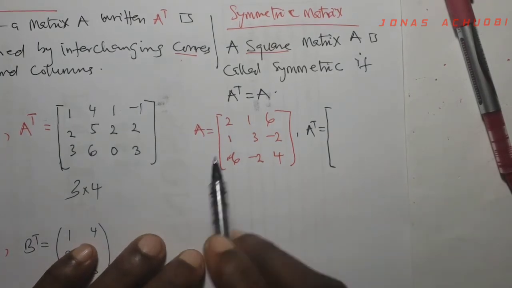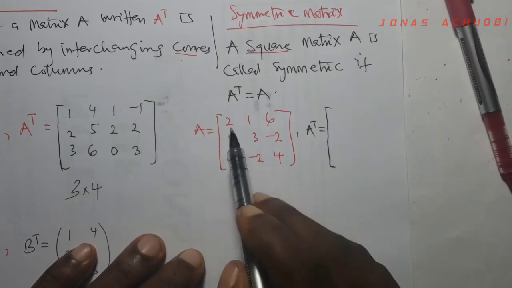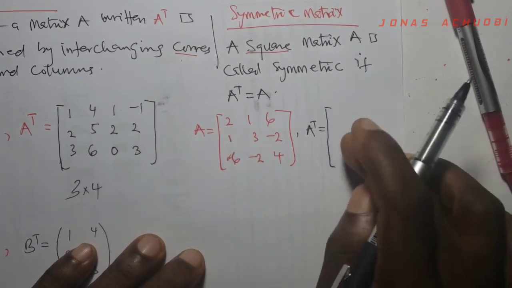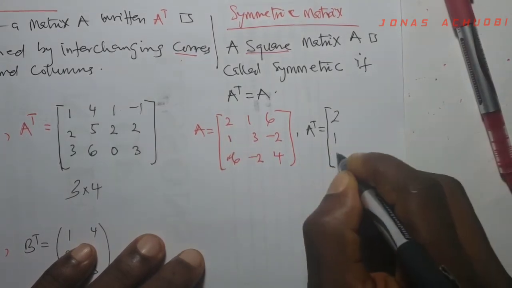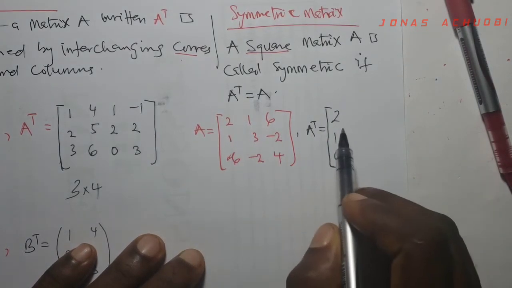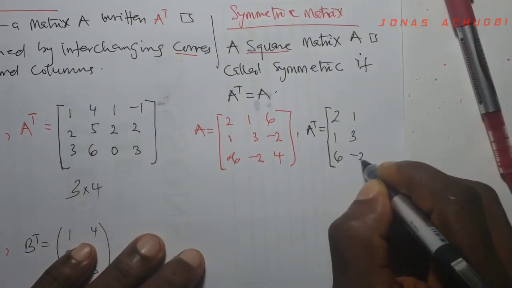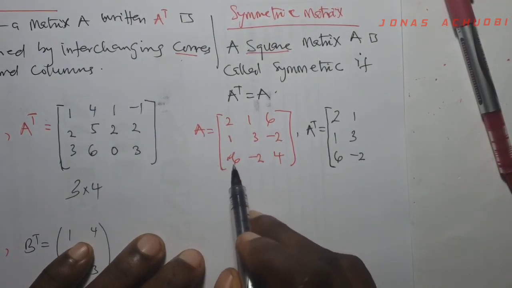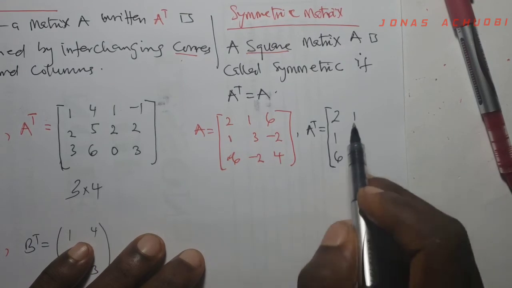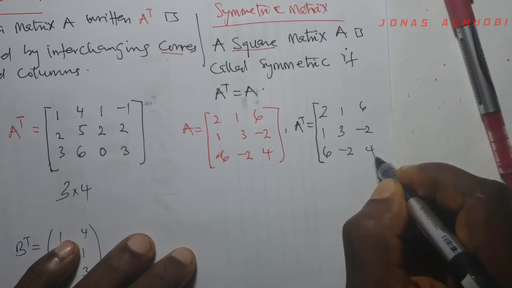So in our transpose, row 1 of matrix A becomes column 1 of A transpose. So row 1 is 2, 1, 6. That becomes column 1 here, 2, 1, 6. Row 2 is 1, 3, and negative 2. That becomes column 2 of our transpose, 1, 3, and negative 2. Row 3 is 6, negative 2, and 4. That becomes column 3 of our new matrix, which is 6, negative 2, and 4.